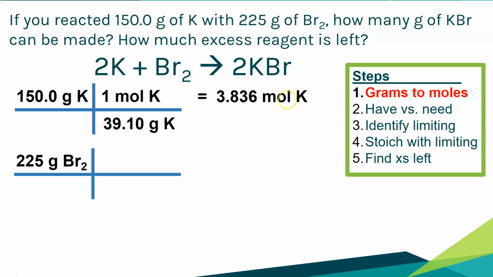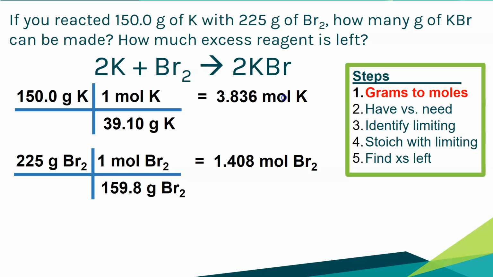Next, the bromine. Remember that it's diatomic, so there's two of them covalently bound. So my molar mass needs to reflect that. Grams are on the bottom, moles on top. Now I have the number of moles of substances that I'm using. Remember that our ratios in our balanced equation are not gram ratios. They are mole ratios. So we need to get these into moles.